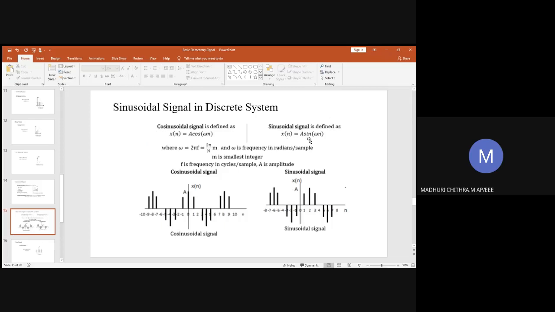x of n equal to a sin omega n for sinusoidal signals, where omega equals 2 pi f equals 2 pi by n into m, where m is the frequency in radians per sample, m is the smallest integer, f is the frequency in cycles per sample, and a is the amplitude. So this is the cosinusoidal and sinusoidal representation of the signals.